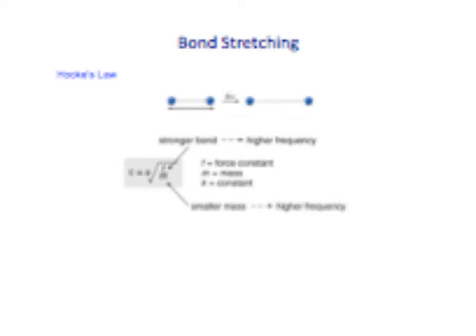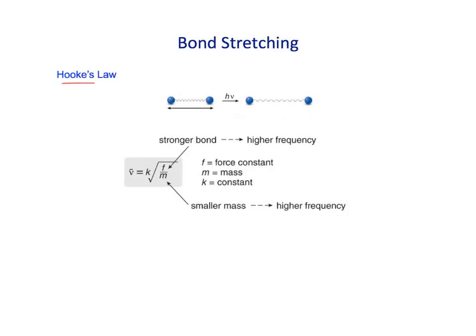If we have a simple bond stretching motion, we can describe that using what's called Hooke's law. If you had physics, you probably learned about Hooke's law. This is a slightly simplified version, but what we really want to do is look at the relationships. Over here, this is going to be the frequency.